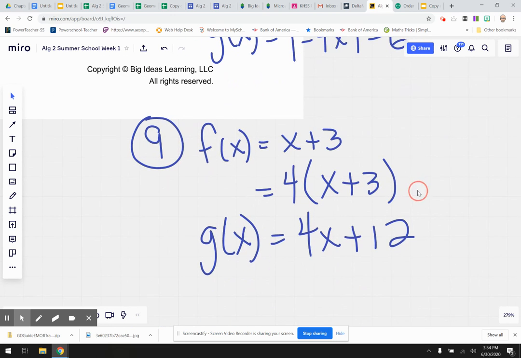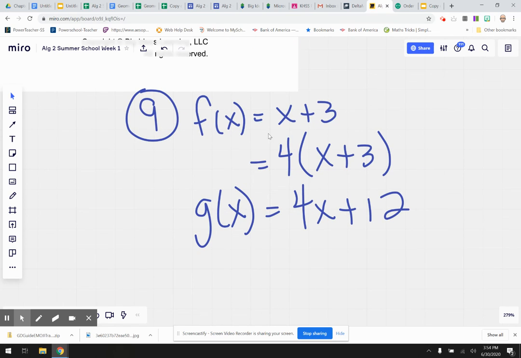And last but not least, we have the vertical and horizontal stretches and shrinks. And number 9, you would rewrite the equation. They want you to vertically stretch it by 4. A vertical stretch means you multiply the whole function by 4. And so you would distribute that, and you'd get your g of x is 4x plus 12.